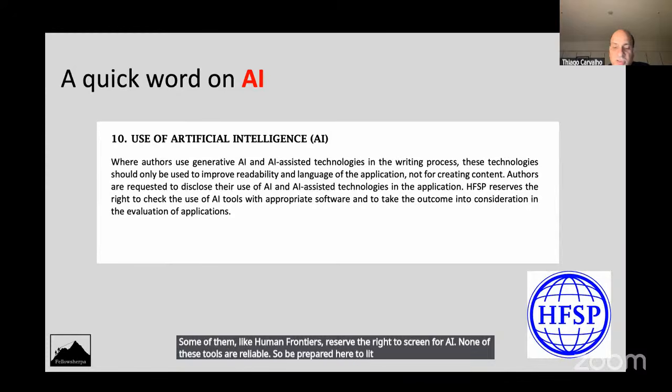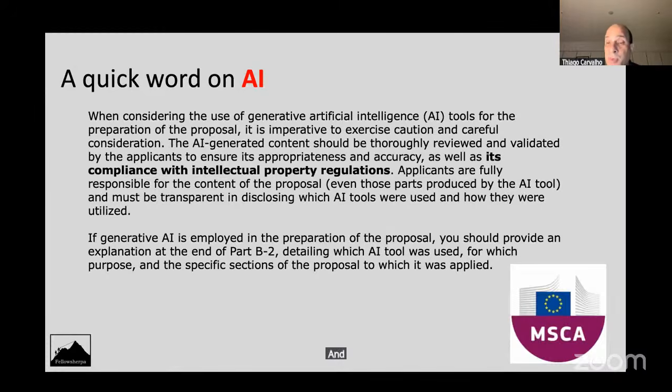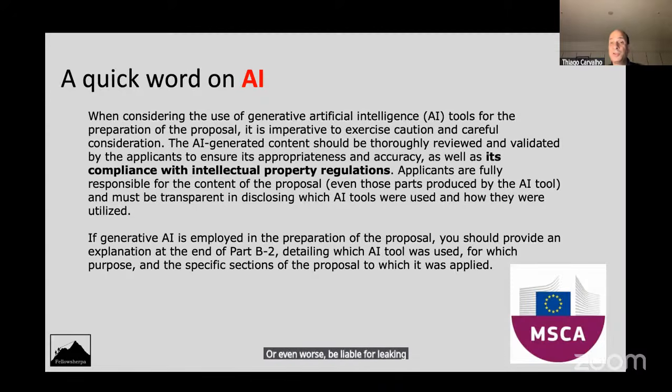If you use it extensively, it will not distinguish a translation function, which is legitimate, from a generative one, which is not. And one of the things the European Union reminds you of in several agencies is that if you use these tools when you're writing the proposal, it may include a lot of sensitive and preliminary information and data, things like candidate genes. These companies have a very bad track record on privacy, and you may either lose originality or, even worse, be liable for leaking human information into a commercial platform.